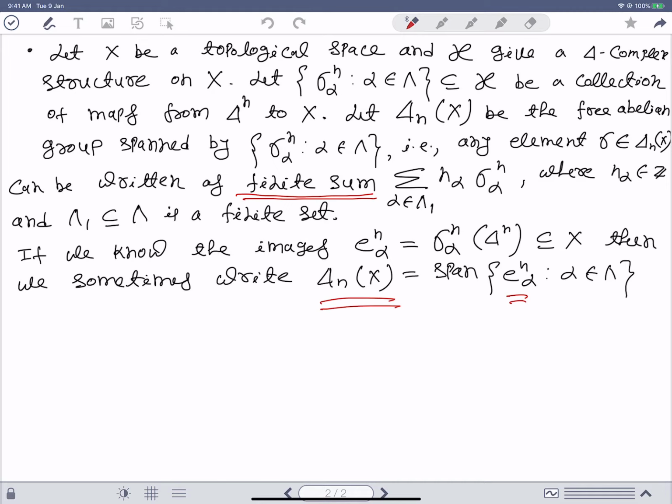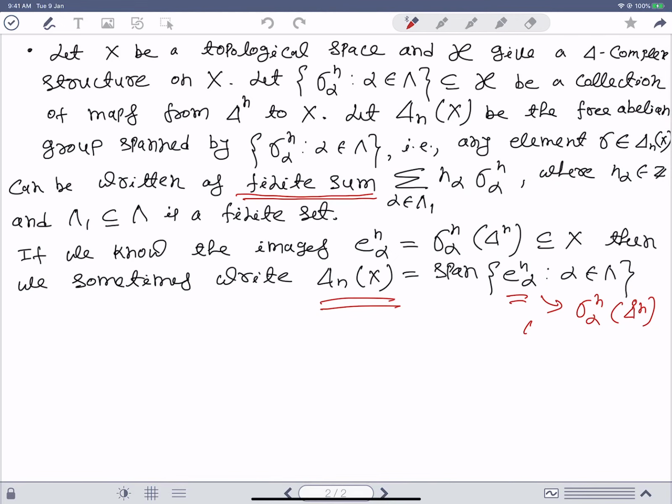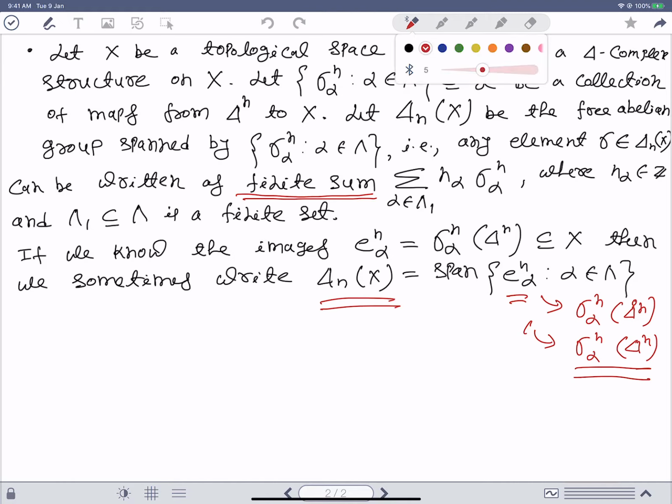And also you have to note that some authors write these as open simplices, that means they write it as sigma_n alpha on the interior of Delta^n. So some authors write that one, but since these are notations, you can also write it as sigma_n alpha on Delta^n. So both are correct. Here in this lecture, or you can say in this syllabus, we will maintain this one. Okay, fine.